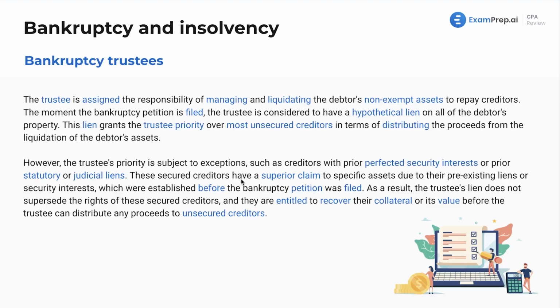These secured creditors have a superior claim to specific assets due to their pre-existing liens or security interests, which were established before the bankruptcy petition was filed. And as a result, the trustee's lien does not supersede the rights of these secured creditors, and they're entitled to recover their collateral or its value before the trustee can distribute any proceeds to unsecured creditors. So whether it's this lesson, bankruptcy and insolvency, or the secured transactions lesson, just remember your tiering system of who gets what in what order.